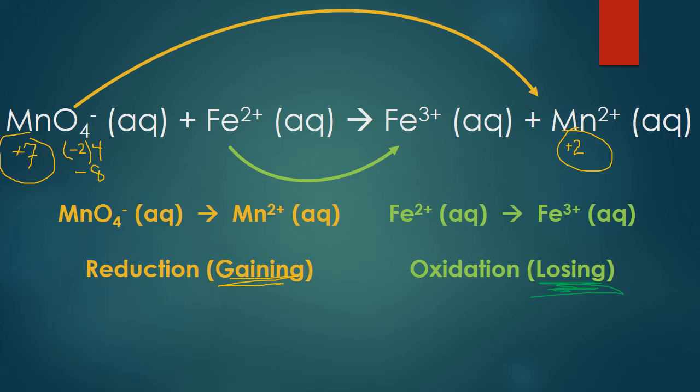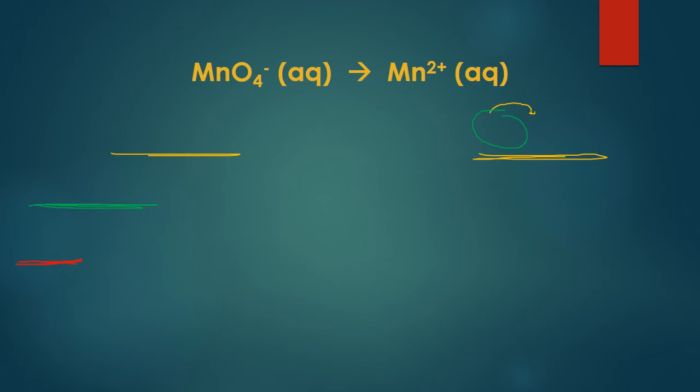On the other side, we have iron going from 2 plus to 3 plus. This is a little easier. We're obviously going from a less positive to a more positive, so that means we had to have lost some electrons. So that is why it is oxidation. So far, this is the same exact thing that we would have done before. We're going to separate into our half reactions. Let's start off with the one that's undergoing reduction first.